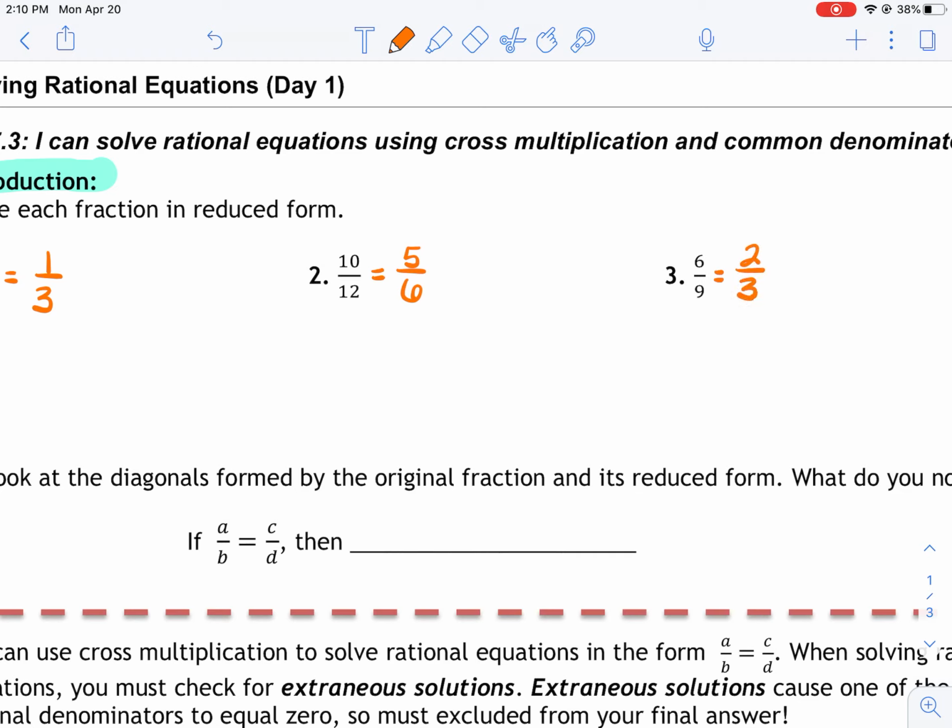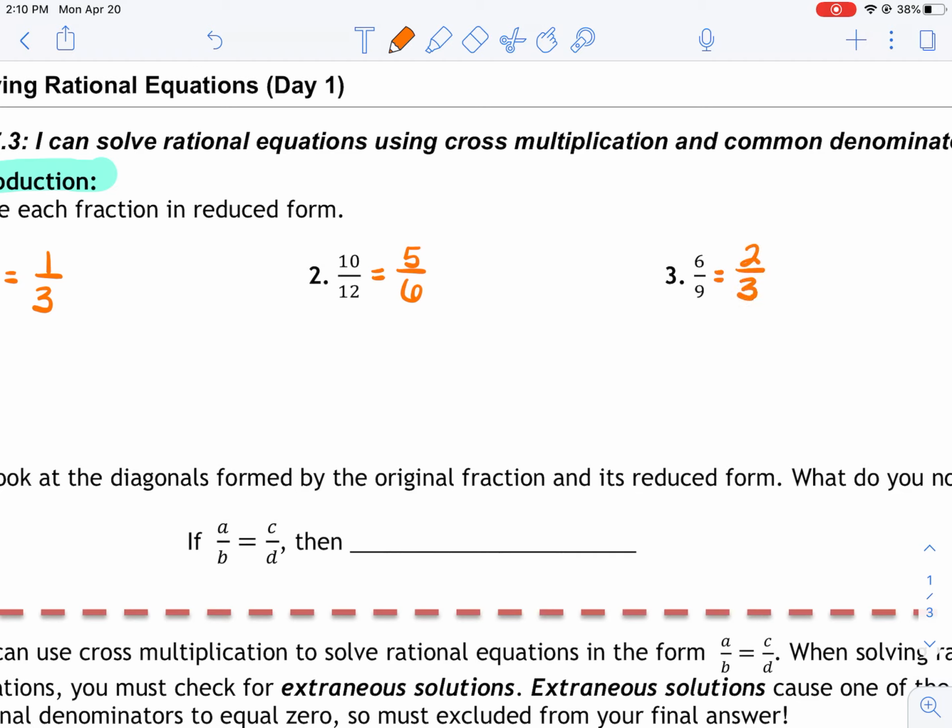Okay, so it says, now look at the diagonals formed by the original fraction. That should say now, not no. Sorry about that. Now look at the diagonals formed by the original fraction and its reduced form. And what do you notice? Okay, so this question is asking you to look at your diagonals, 9 and 1, and then 3 and 3. And it says, what do you notice? So maybe pause the video and see if there's anything significant that you notice.